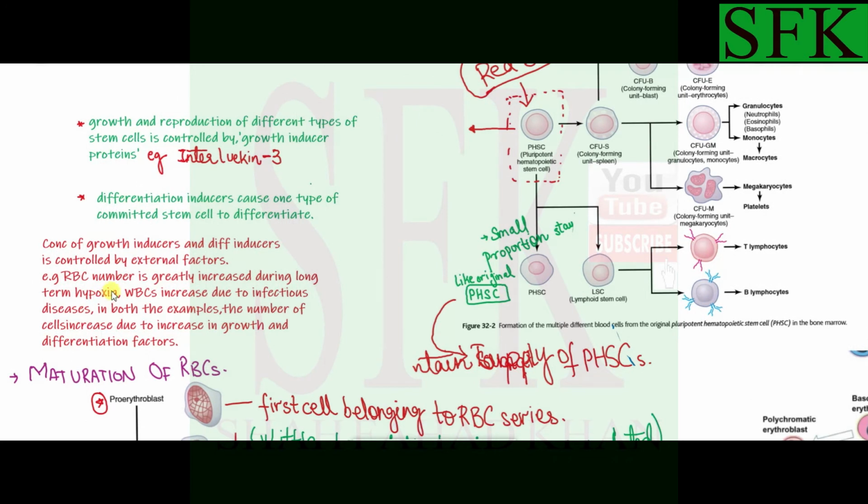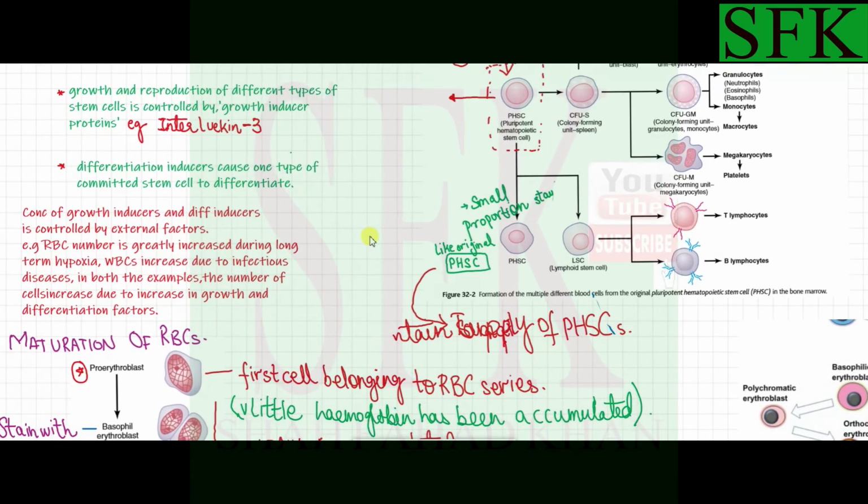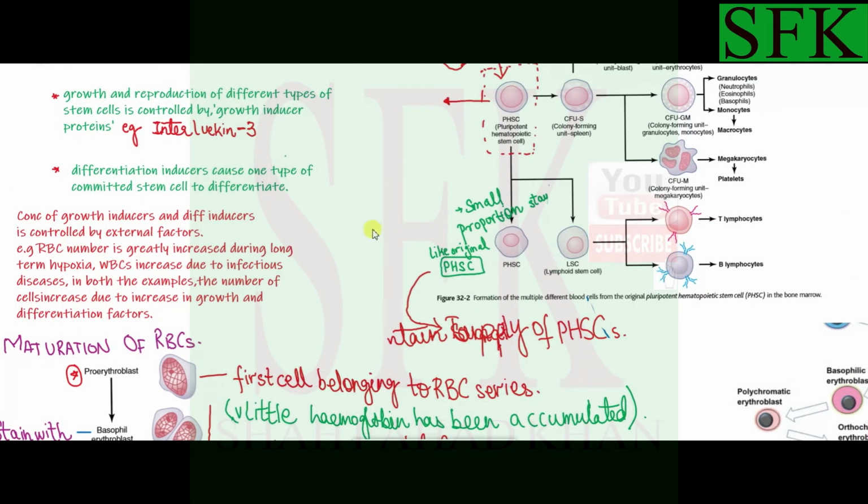So it's actually an external factor that controls the growth in the concentration of growth and reproduction factors, the growth factors, and the differentiation inducers. So it's an external factor like the example given over here, hypoxia. Whereas in the case of white blood cells, certain infectious diseases cause the number of white blood cells to increase. And so again, there will be an increase in the growth and differentiation factors in this case as well. Okay, so again, both of them are external factors.